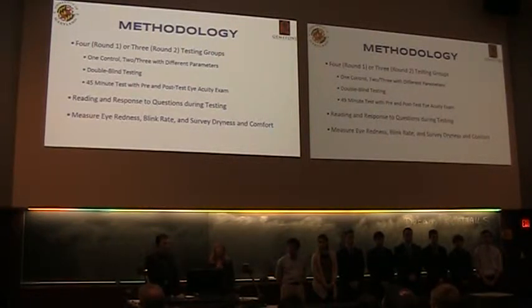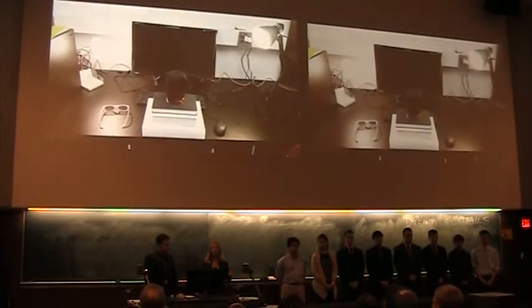The experiment will also be double-blind, which means that the administrator and the participant both do not know what group they are in. It will consist of a 45-minute reading activity, where they will be reading passages and answering questions about the passage. And then we will give an eye acuity test and a survey before and after so that we can see the difference in the symptoms. We'll be measuring the eye redness and the blink rate using MATLAB, and the survey we'll be using for any eye discomfort symptoms.